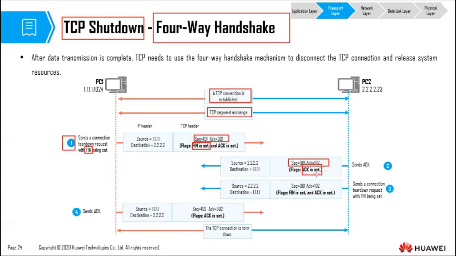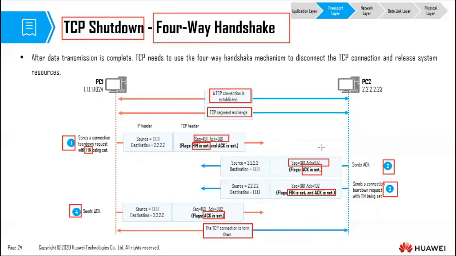Shortly after that, so that's step number 2. Step number 3, it will send a connection teardown request with a FIN being set. So we set the FIN. Then step number 4, this guy will send an acknowledgement, and the TCP connection will be shut down. So 4-way: 1, 2, 3, 4.